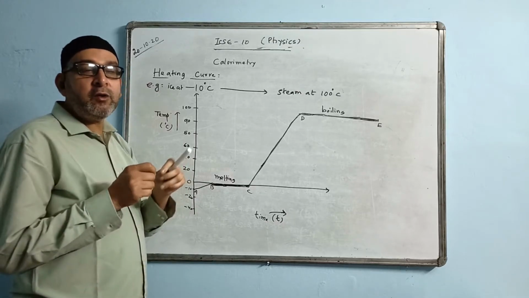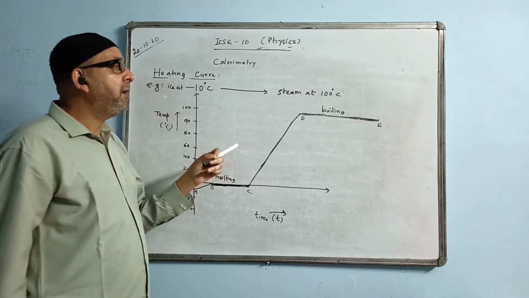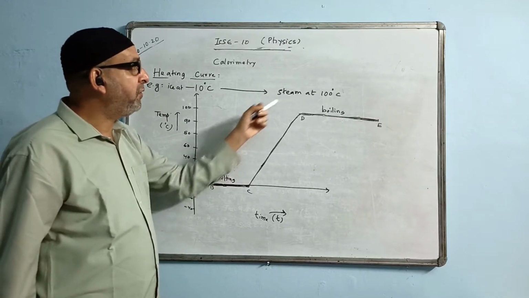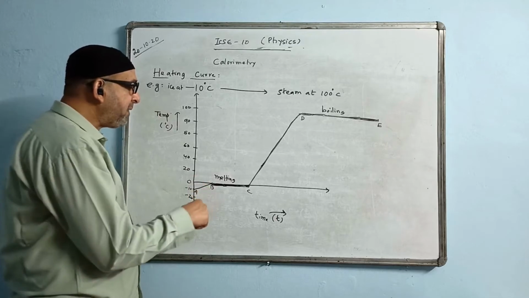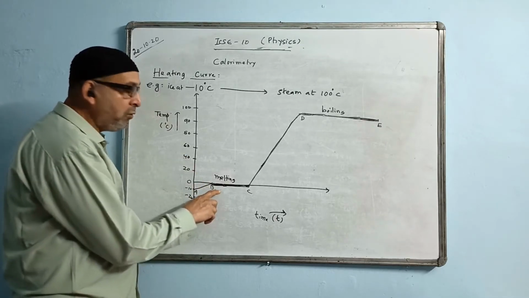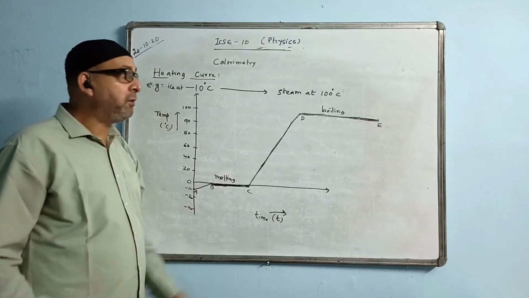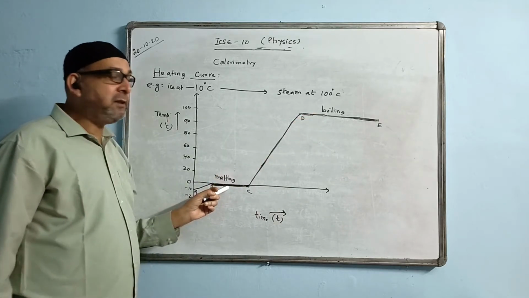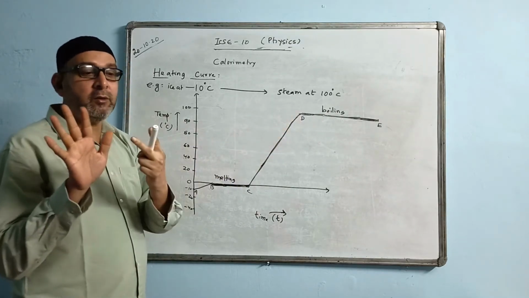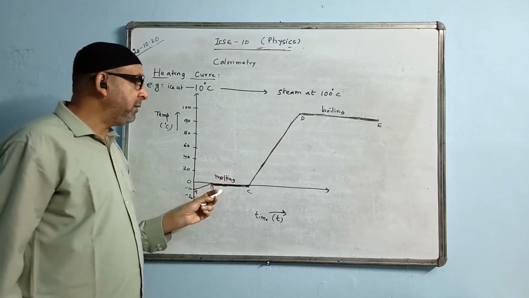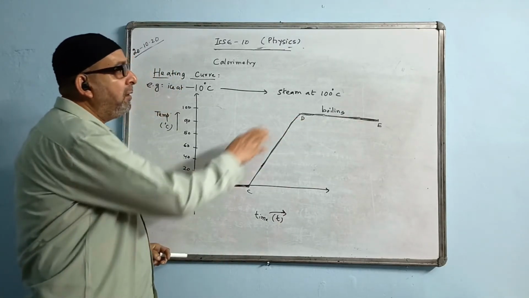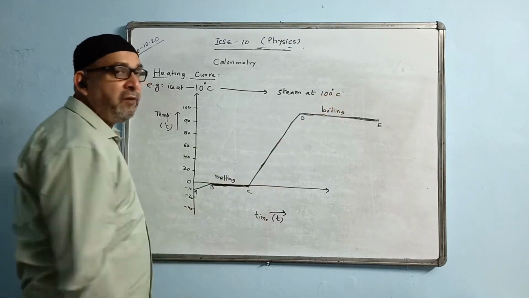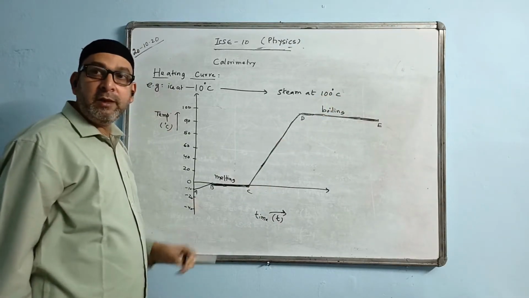We can give values also for reference. For example, latent heat of vaporization of steam is 2260 joule per gram, whereas the latent heat of fusion of ice is only 336 joule per gram. 2260 and 336. This is almost 7 times more. That's why we draw this line almost 7 times longer than this one. We don't have that much space, so we just draw it roughly longer than this one. So that is the reason behind it.